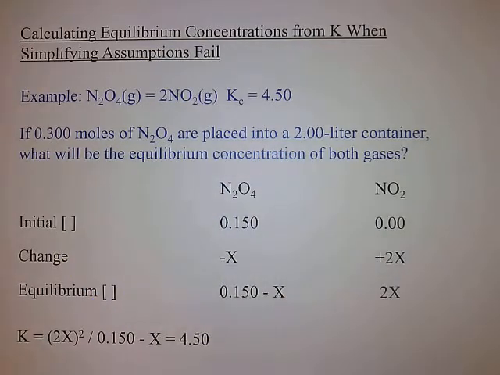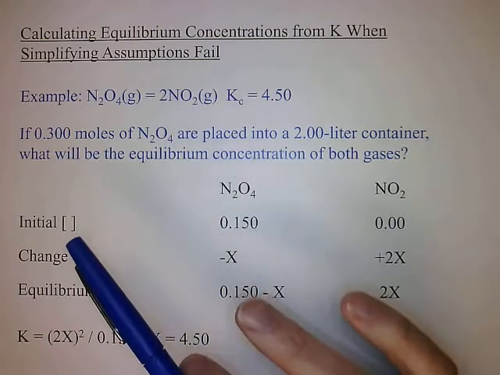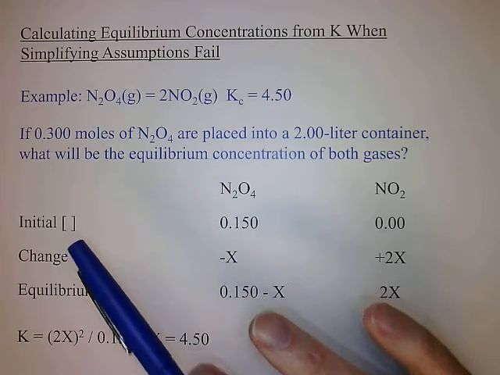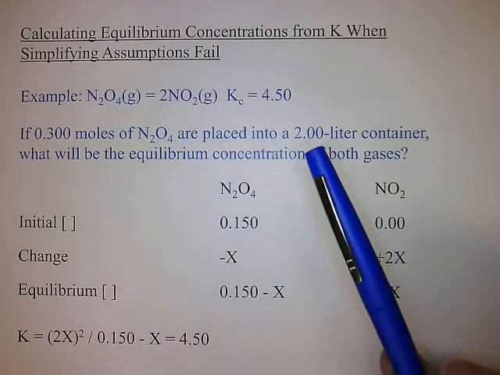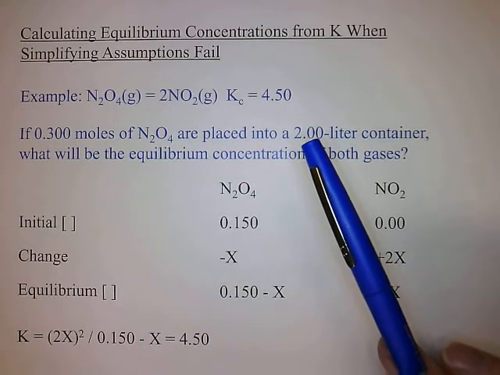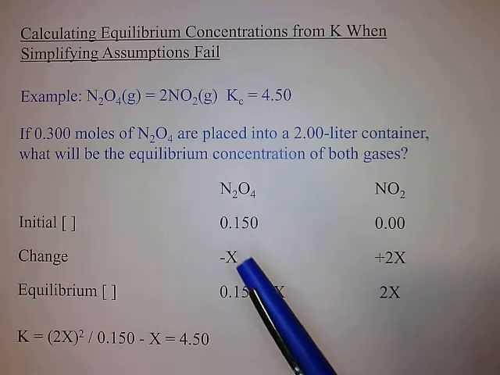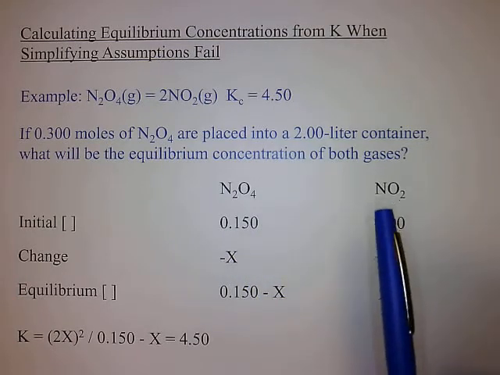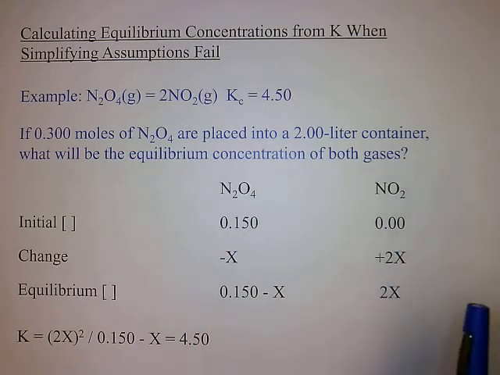So initially, how much N2O4 do we have? So this is a concentration term, and I gave you moles, right? So 0.3 moles divided by the volume of 2 liters gives us an initial concentration of 0.150. The NO2 concentration is initially 0. This was not mentioned, so there's no NO2 to start with, right?